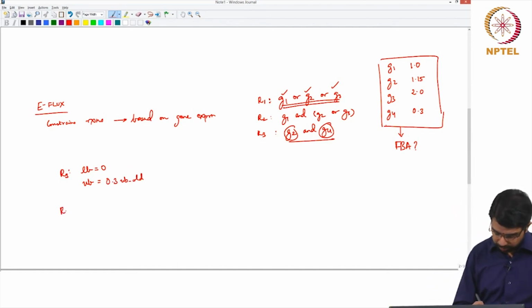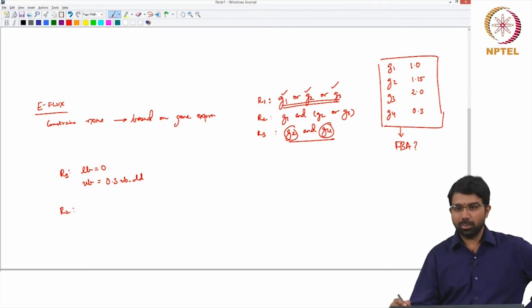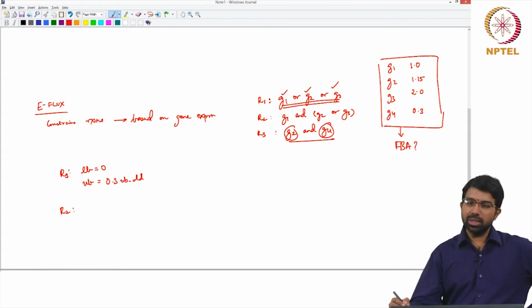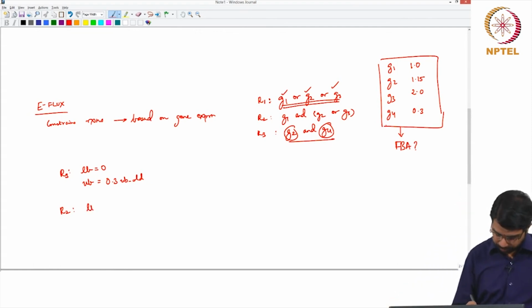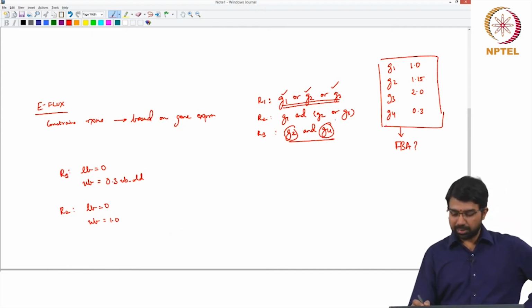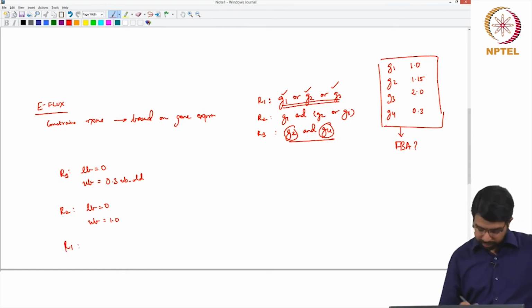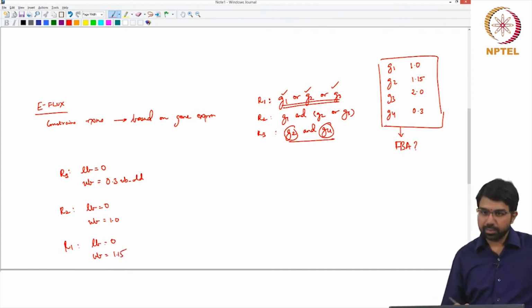For R2, G1 and G2 or G3: G2 or G3 is going to be 1.15, and G1 and G2 is going to be 1.0. Sir, if there is an OR relationship, we will take the maximum, right? Yes. So for OR I will take the maximum, for AND I will take the minimum. For R1 I will now take G1 or G2 or G3, and G3 is 2, so 2.0, right.